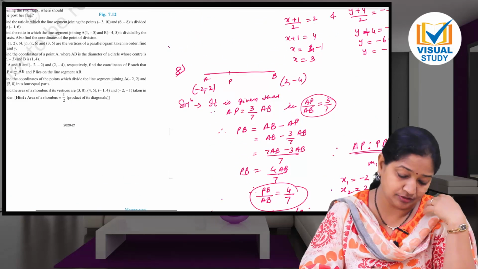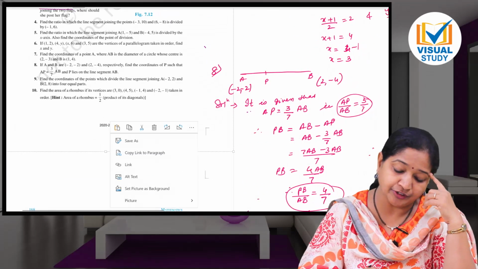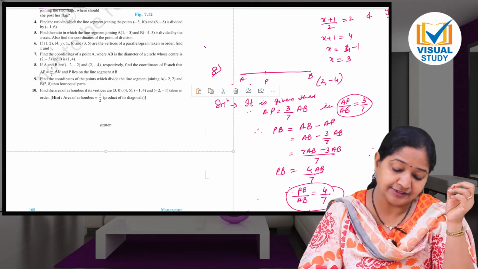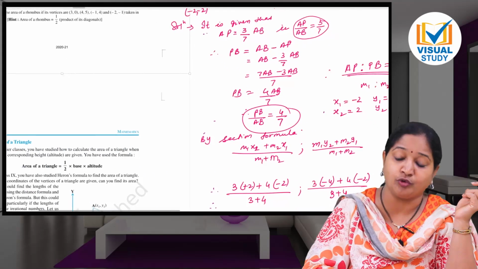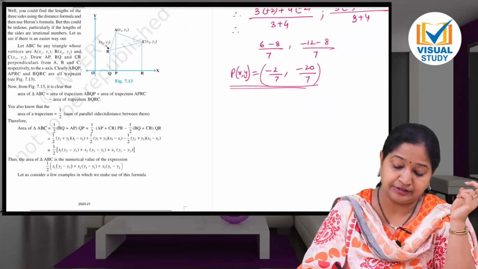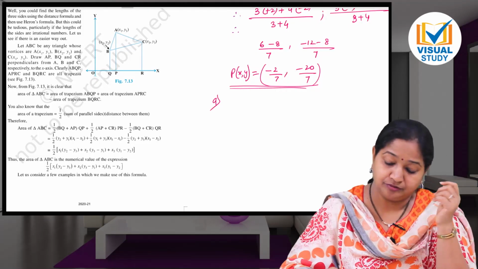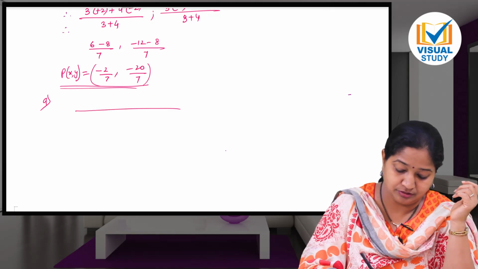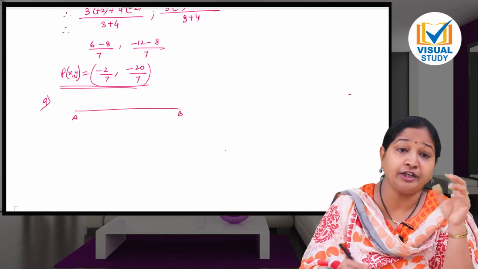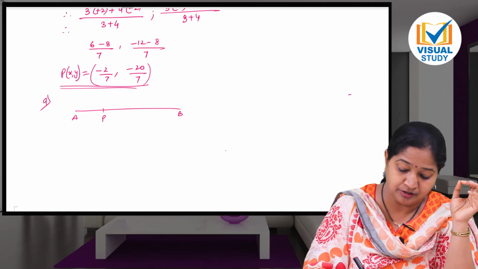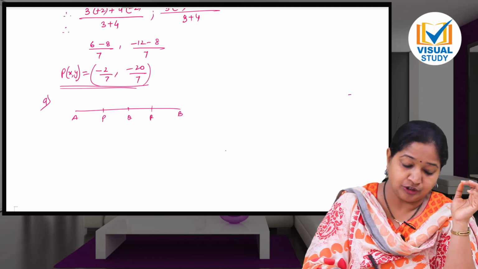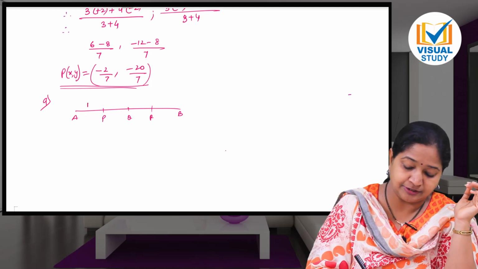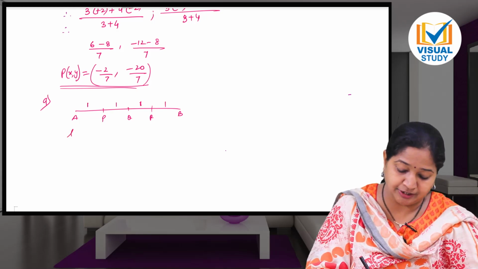Now your ninth sum. Find the coordinates of the points which divide the line segment AB into 4 equal parts. Ninth one. They have already told us the 4 equal points P, Q and R. Here all the parts are equal, so let this be 1, 1, 1 and 1. So, 4 equal points.